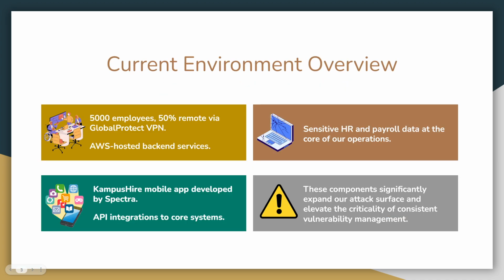Now, before discussing the vulnerabilities, I want to highlight key aspects of our environment that influence our risk exposure. Campus Pay supports 5,000 employees, 50% of whom continue to work remotely and access systems through Palo Alto GlobalProtect VPN. Also, our services are cloud-hosted on AWS with sensitive HR and payroll data at the core of our operations. We also recently launched the Campus Hire mobile application, developed by the third-party vendor Spectra, which integrates with our backend via APIs. These components significantly expand our attack surface and elevate the criticality of consistent vulnerability management.